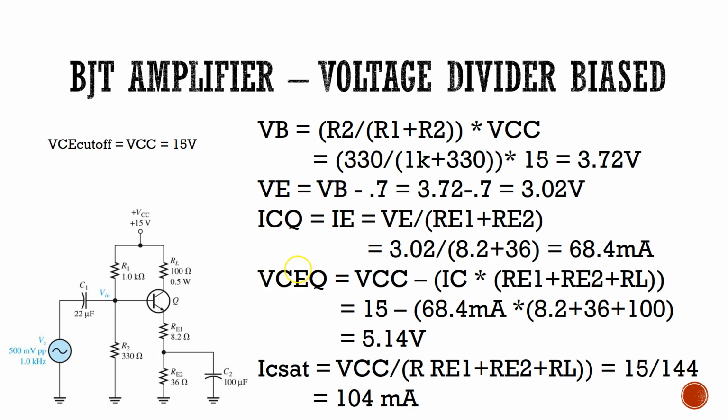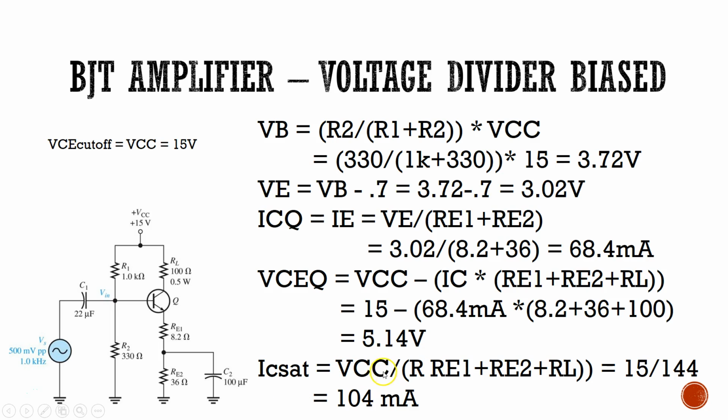Okay. Another voltage divider bias. We start by solving for VB. Use VB to find VE. Then we use VE and the RE combination to find IE. Then VCEQ is VCC minus IC times the RE combination here, including RL. And we get 5.14 volts.